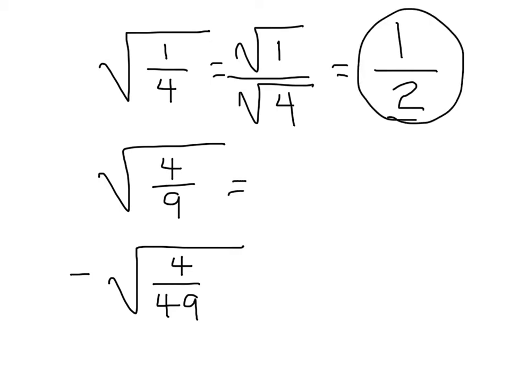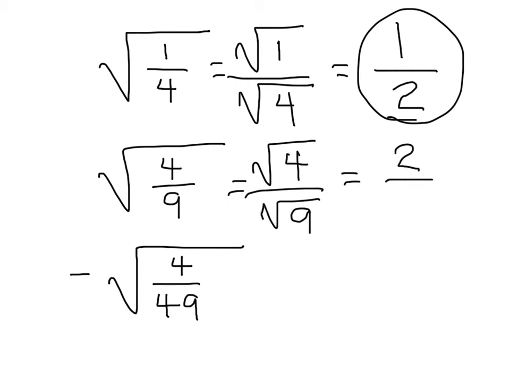Okay, what is the square root of 4/9? Well, it would equal the square root of 4 over the square root of 9. The square root of 4 is 2, the square root of 9 is 3. So our answer is 2/3.